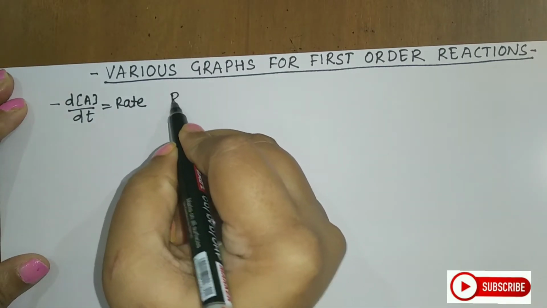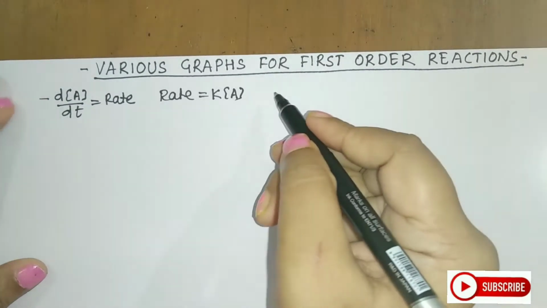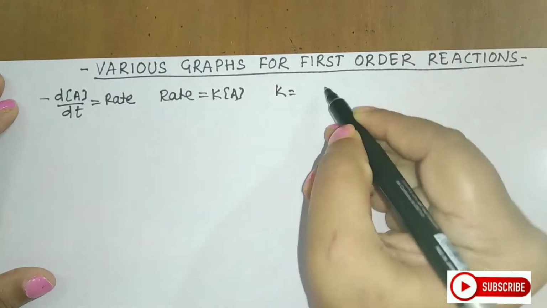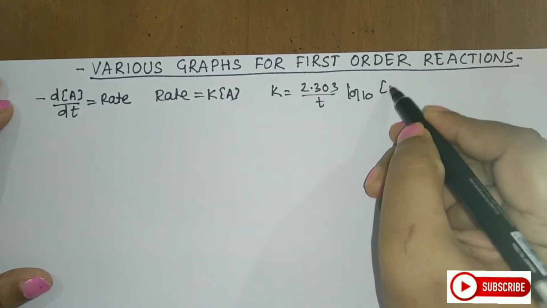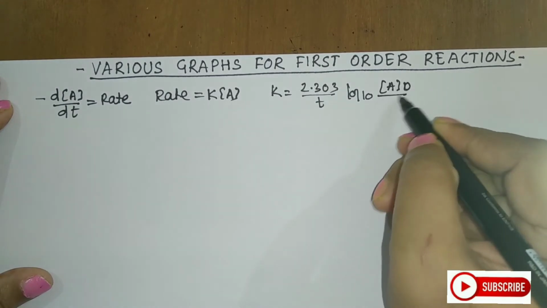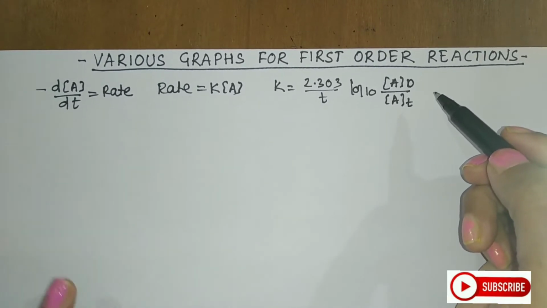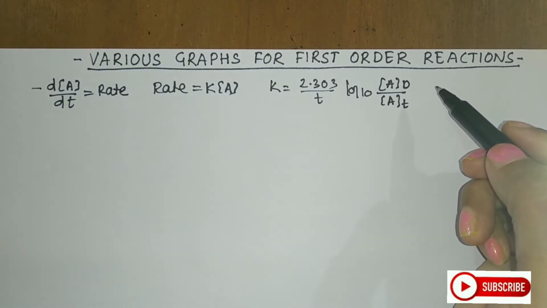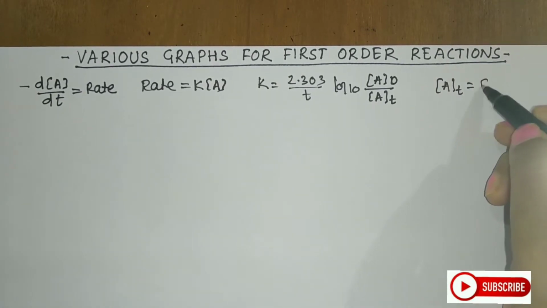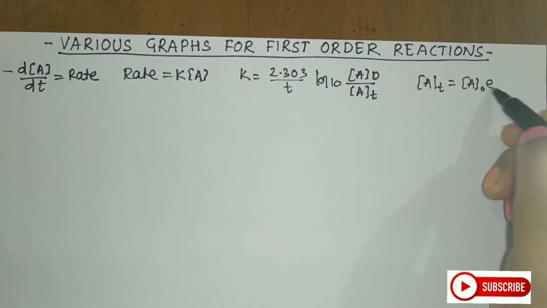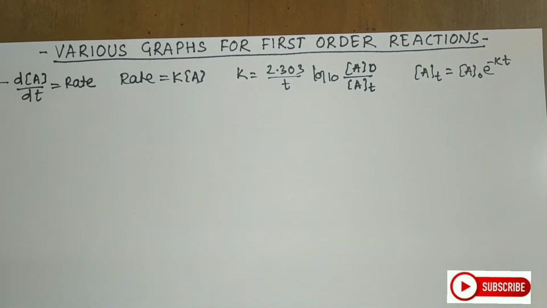Next equation we will be using is rate is equal to K, concentration of A, or the integrated rate law equation, that is K is equal to 2.303 upon t log to the base 10 of either A0 by At or A upon A minus x. Or we can also use the exponential form of the equation, that is At is equal to A0 e raised to minus kt. So by using those four equations, let us see how to plot the graphs.